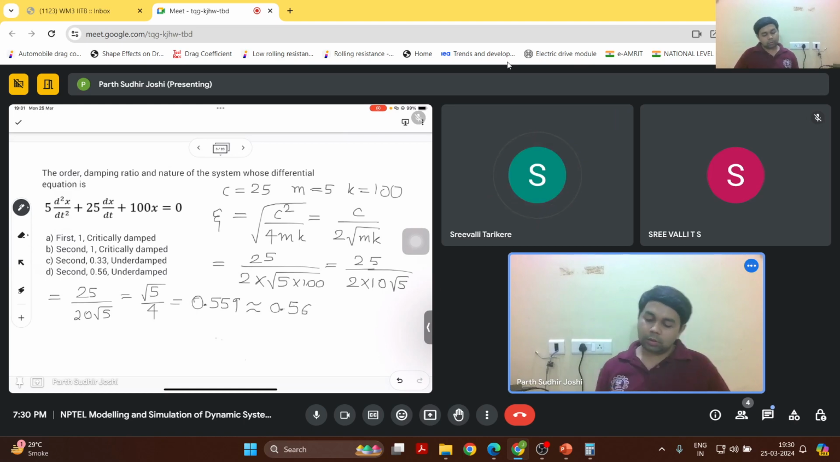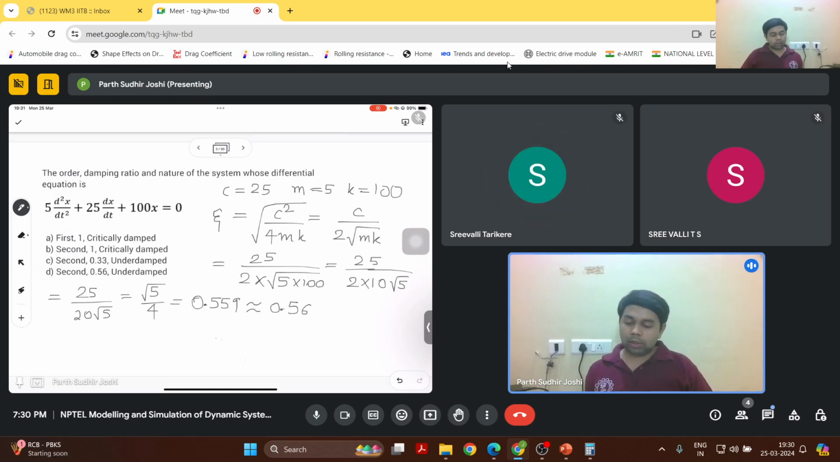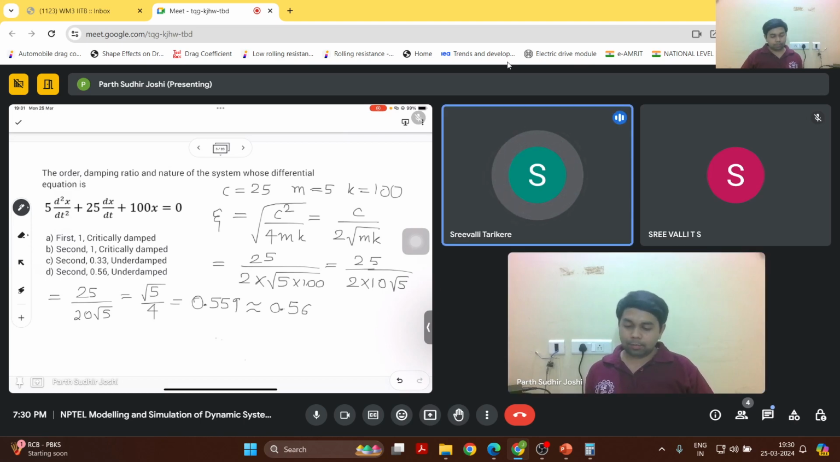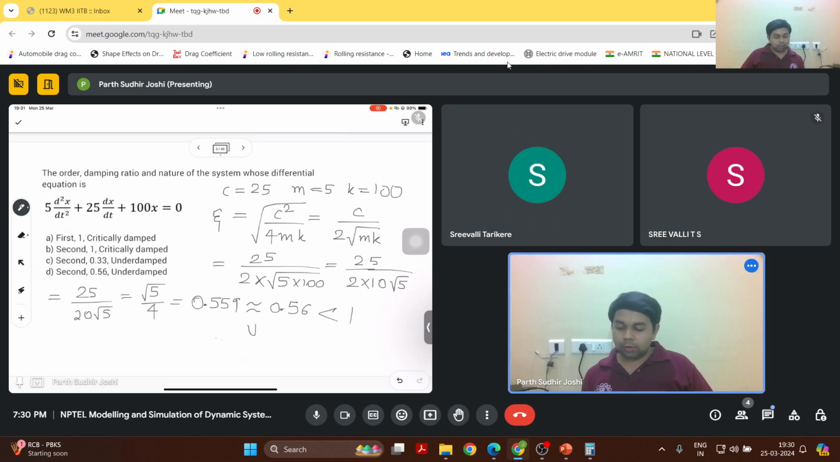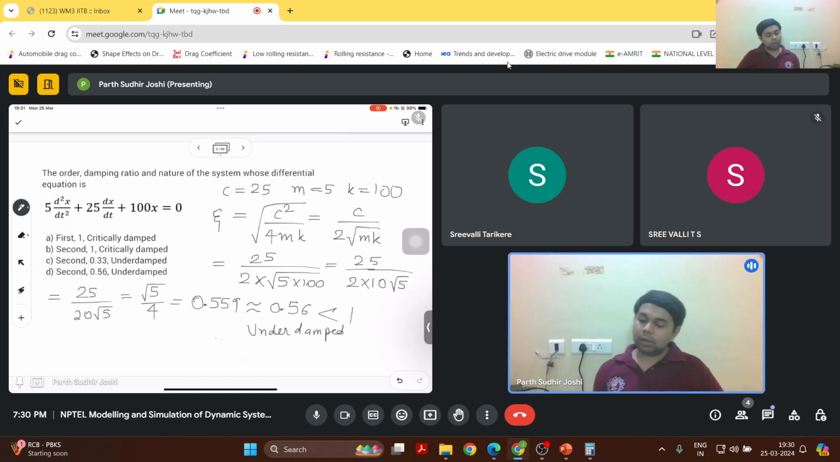So now what can we say further? Since it's less than 1, it's underdamped. Yes, you are right, so this is the correct answer. It's a second order differential equation, so the value of the damping ratio is 0.56 and the system is underdamped.